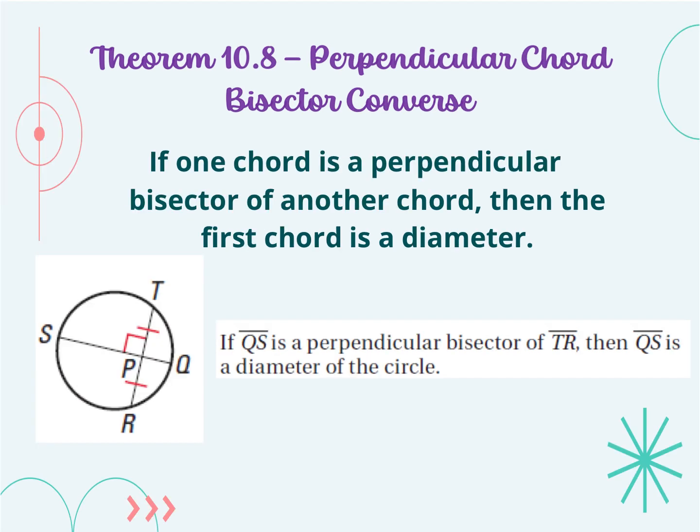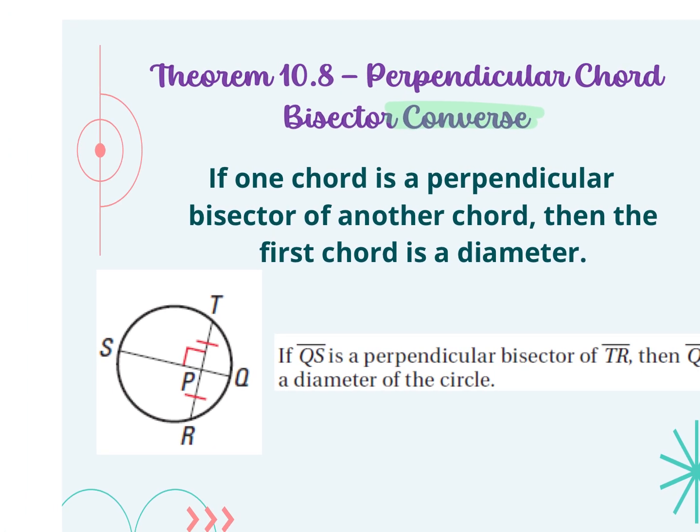All right, perpendicular chord bisector converse. Same exact thing, you're just flipping it. So instead of proving that your chords and your arcs are congruent, I'm now proving that my diameter is a diameter. Looking at this one, if one chord is a perpendicular bisector of another chord, so here are my chords, and there's my perpendicular symbol, that 90-degree angle, then the first chord is the diameter. We're proving that this is the diameter.